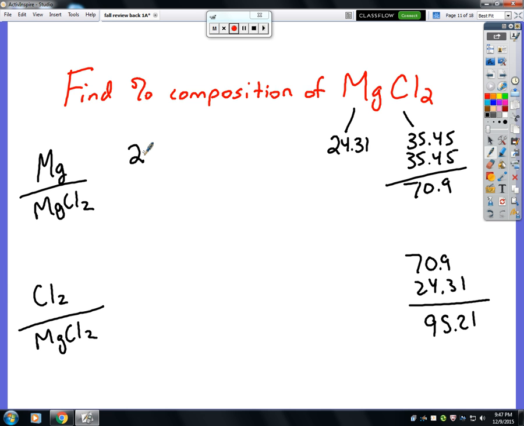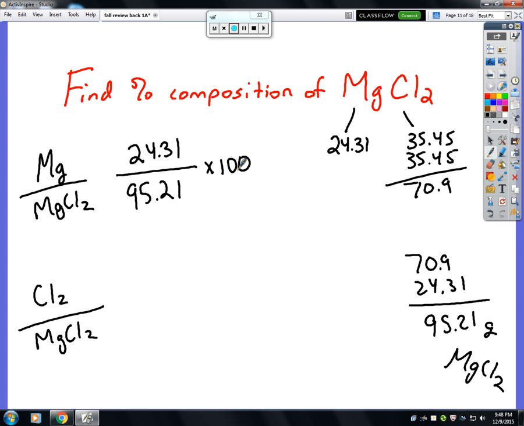So I'm going to take 24.31 for magnesium and put it over my total. This is my grams of MgCl2. I'm going to put it over my total, which is 95.21, and multiply that whole thing by 100. In doing so, I come up with 25.53%. That's my percent of magnesium in my magnesium chloride.